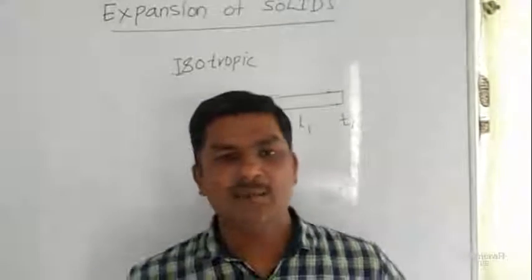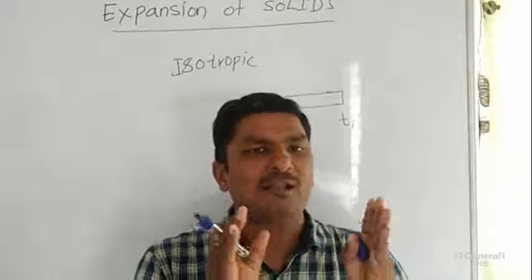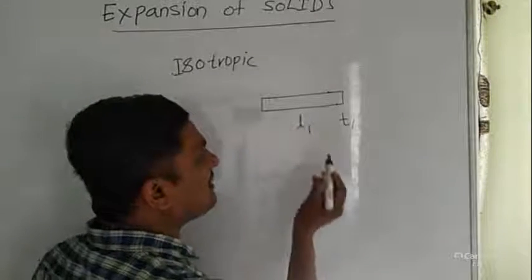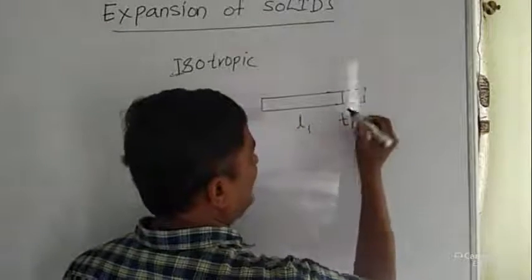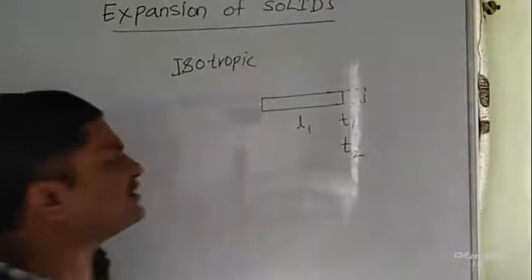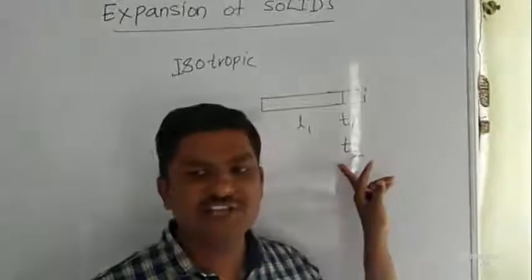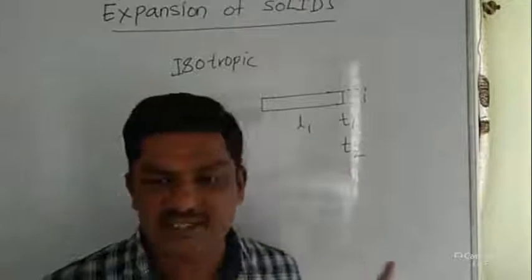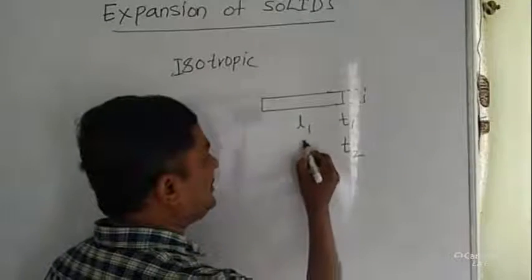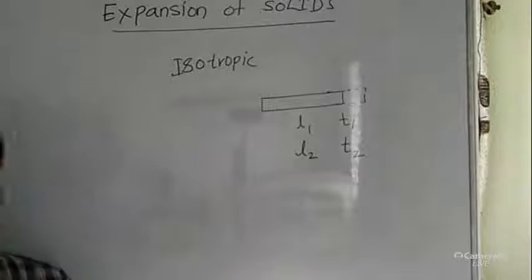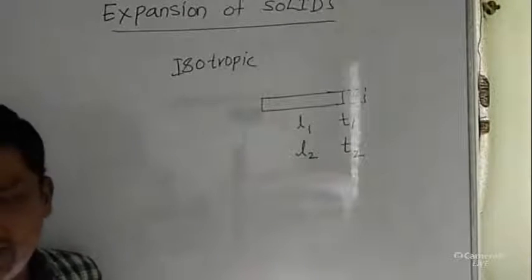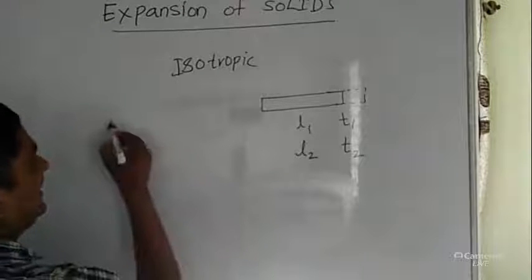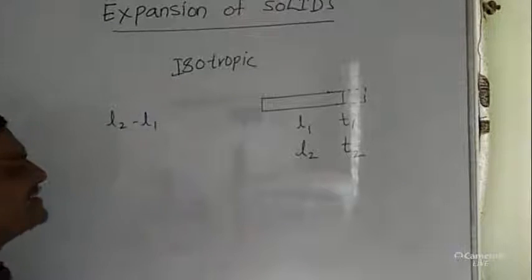If we supply heat energy, the internal energy increases. Because of that, the intermolecular distance increases, so the length of the rod increases. Suppose the temperature of the rod increases to T2 degree centigrade. T1 is the initial temperature, T2 is the final temperature, and L2 is the final length.